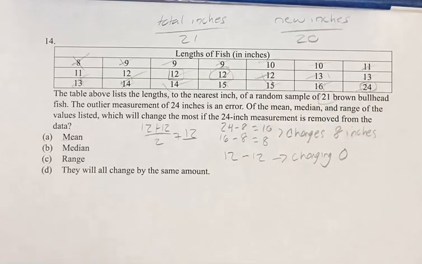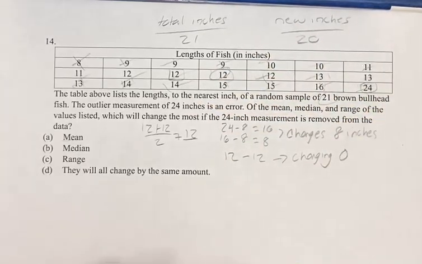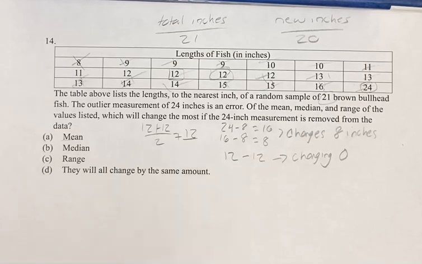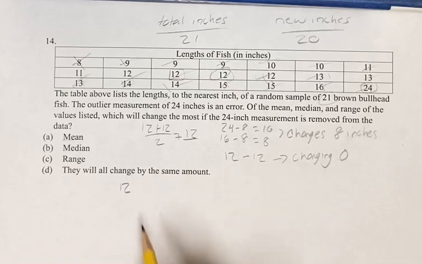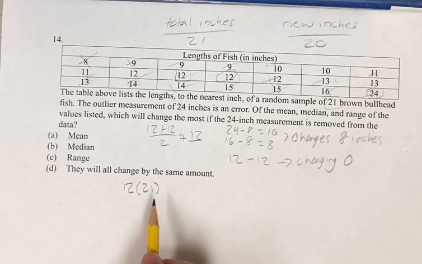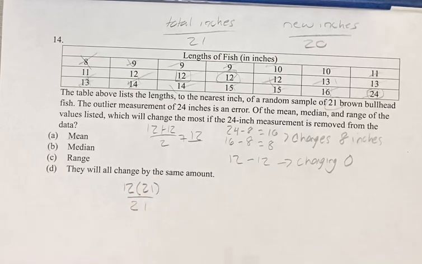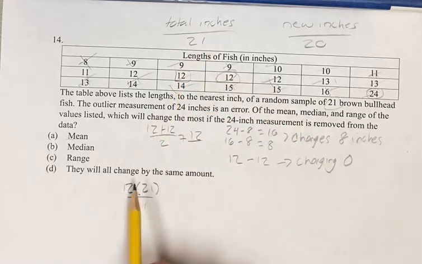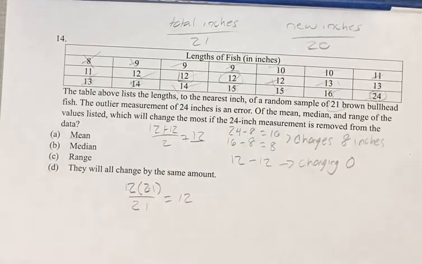Or you could say, okay, let's assume, since we have a pretty even spread of data, right? The 24 is a little bit weird because it's so much bigger than the rest, but relatively even. We can say, okay, the mean is probably somewhere close to the median. It's probably somewhere close to 12, okay? So if we have, let's just say it's 12 times 21 over 21, this is how you would calculate the total inches divided by the number of fish, right? And this obviously comes out to 12 because we said we're guessing that it's going to be roughly 12.